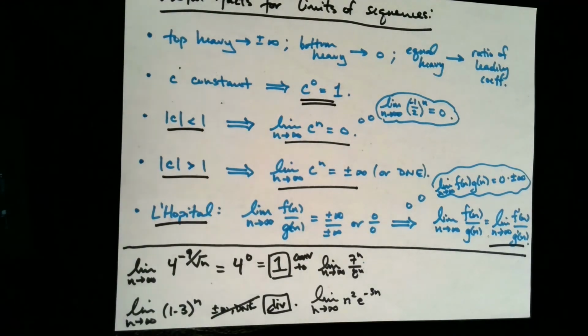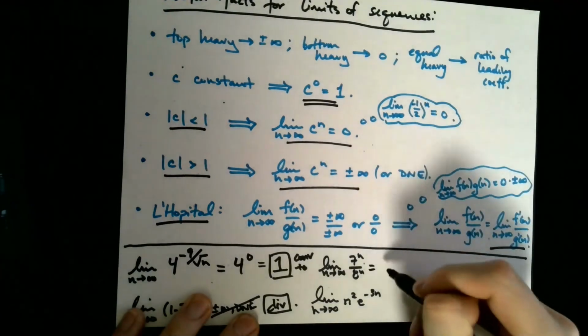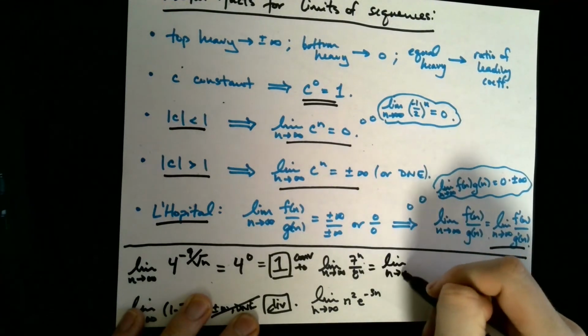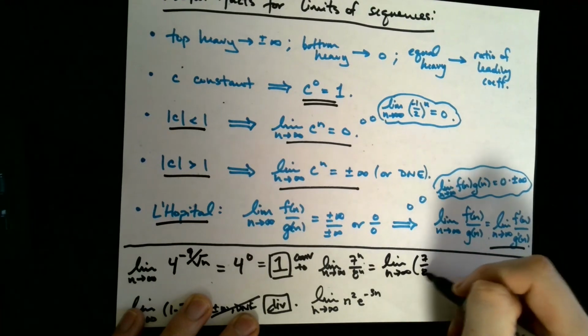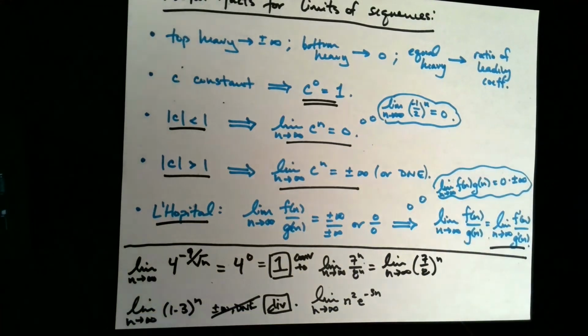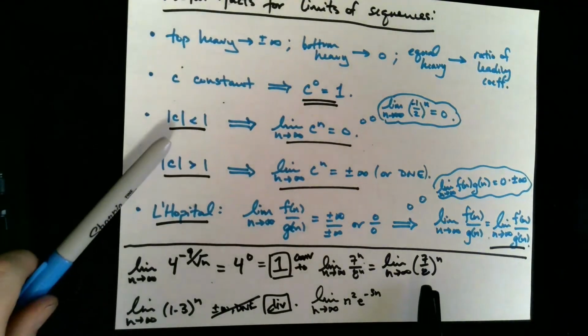Okay, what about this third example? This third example is the limit as n goes to infinity of 7 to the n over 8 to the n. What can we do here? Well, note both numerator and denominator are being raised to the nth power. If we simply rewrote this, we could rewrite it as the limit as n goes to infinity of (7/8) to the n.